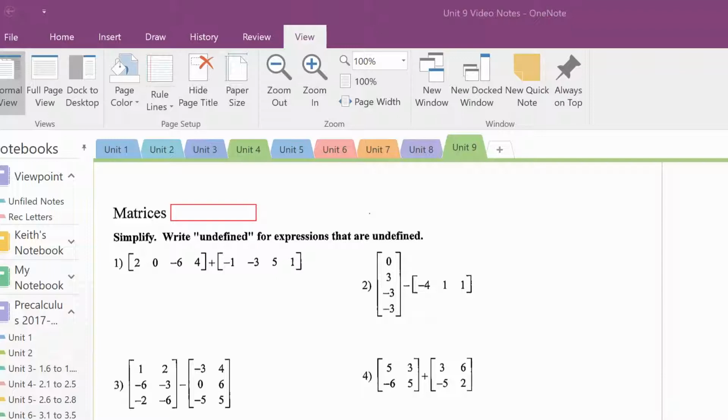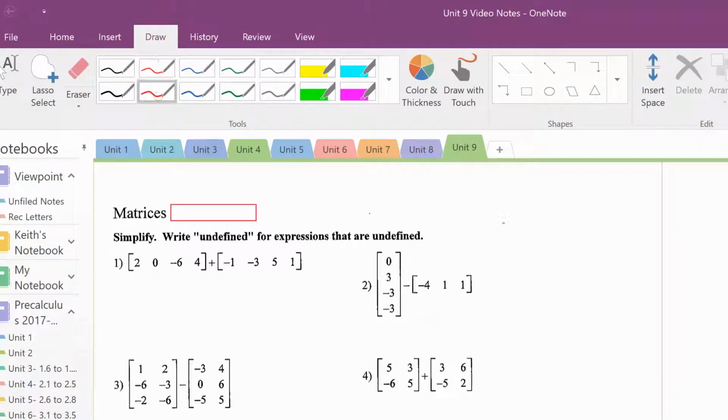On to matrices. First thing we're going to do is add and subtract a matrix. A matrix is just a grouping of numbers. And remember, matrices are labeled by rows by columns. So for example, this is a 1 by 4. It has one row with 4 columns. Because remember, rows go this way, columns go up and down. So this here is a 4 by 1.